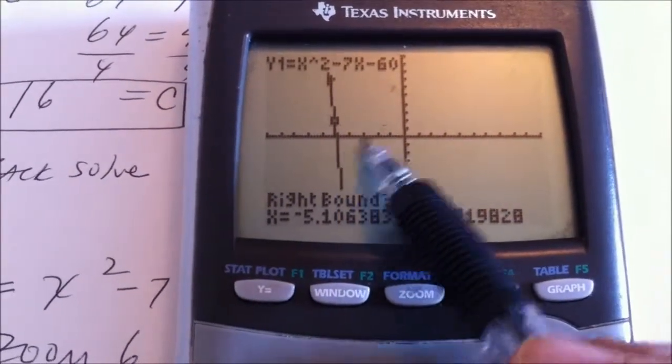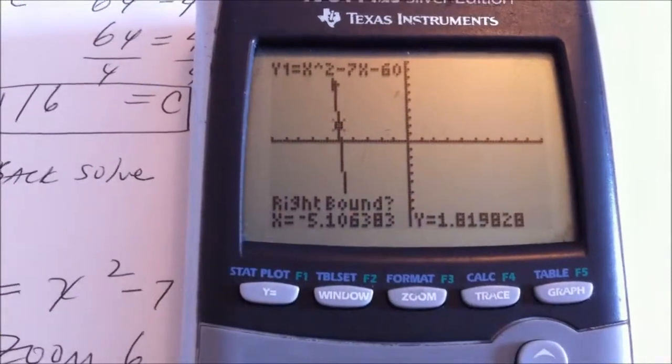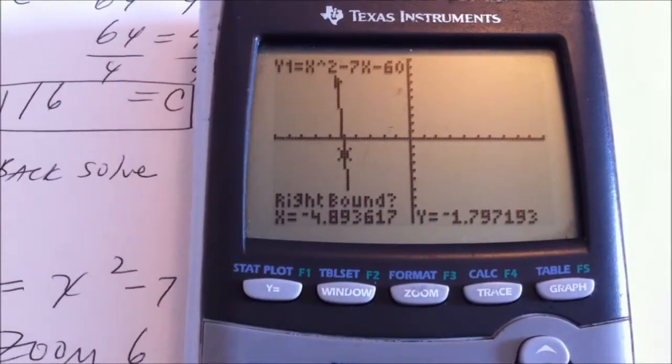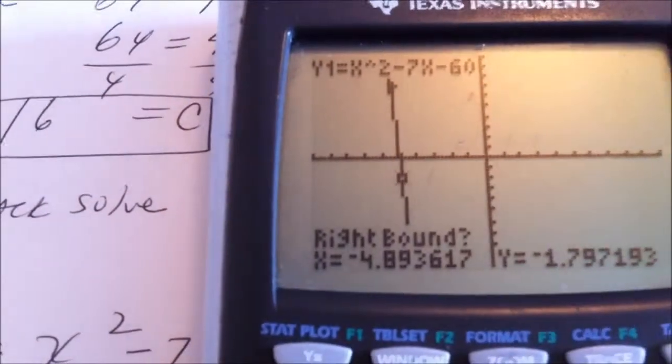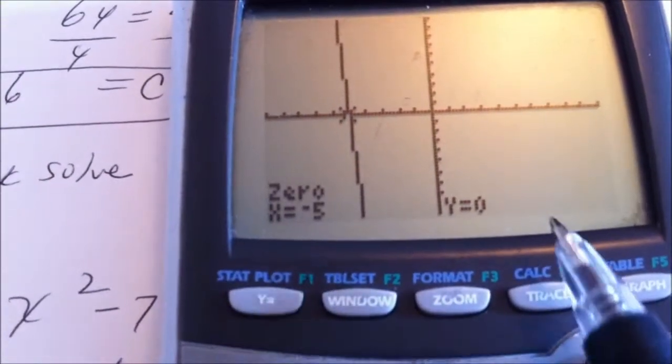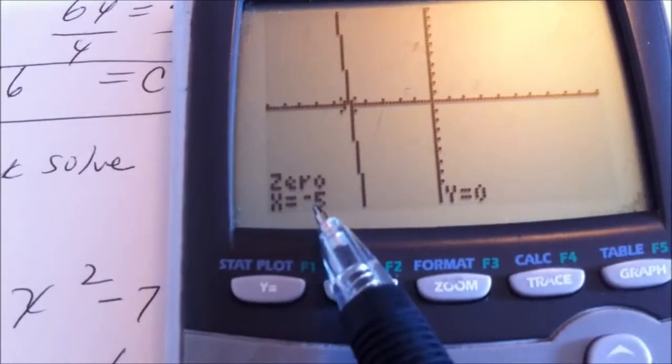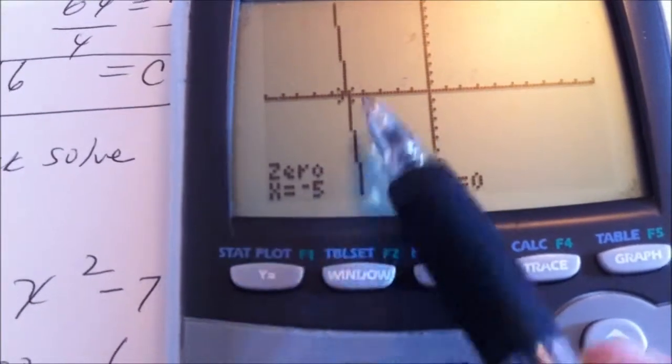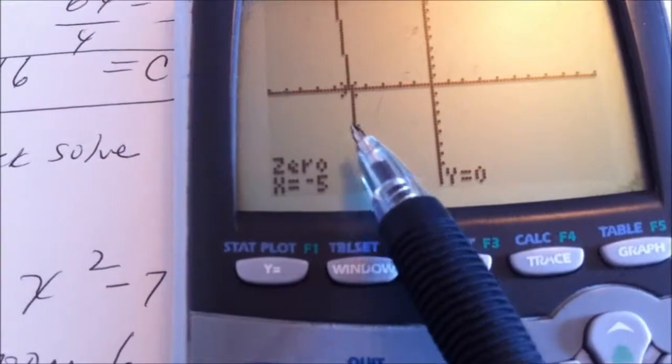Now right bound is actually below it. You're to the right of it. So toggle. I'm right bound now. See that? Hit enter. Guess. Who cares? And there it is. So you could see that that root happened to have been a rational root. Now, this is more useful if they were irrational roots.